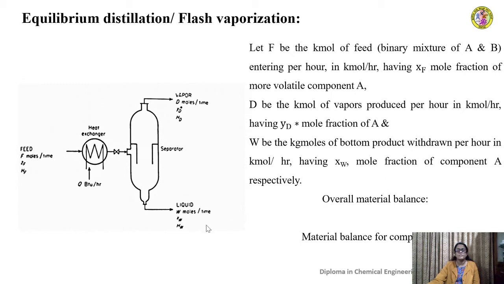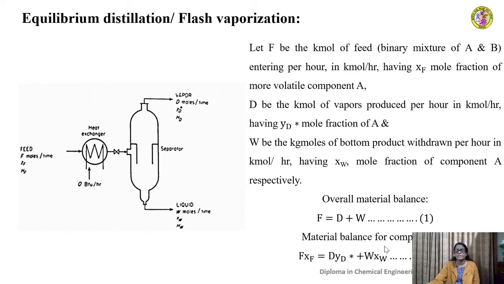So using all these notations, let us perform a material balance. The overall material balance is F equals D plus W. The total amount of feed enters here as F kilomoles. That will be separated into D moles as vapor and W moles as liquid. So F equals D plus W is the overall material balance equation.